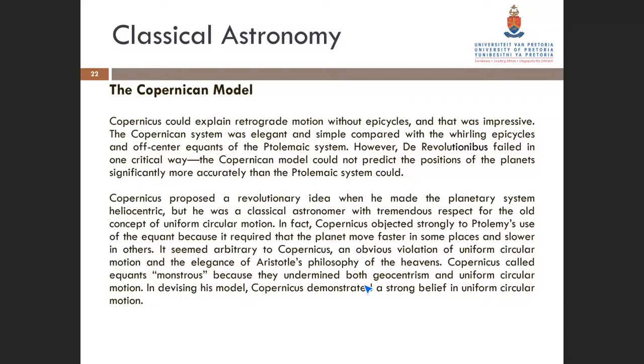In fact, Copernicus objected strongly to Ptolemy's use of the equant because it required that a planet move faster in some places and slower in others. It seemed arbitrary to Copernicus, an obvious violation of the uniform circular motion and the elegance of Aristotle's philosophy of the heavens. Copernicus called equants monstrous because they undermined both geocentrism and uniform circular motion. In devising his model, Copernicus demonstrated a strong belief in uniform circular motion.